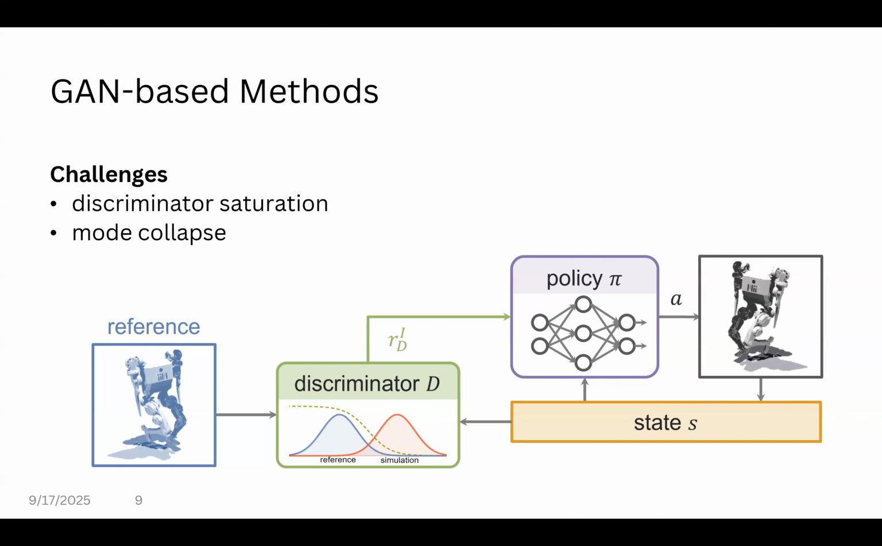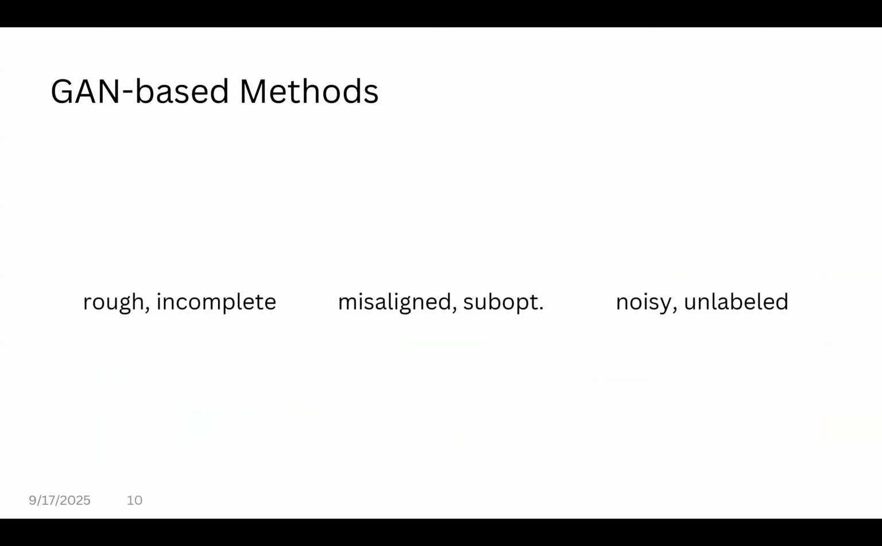So for the initial works I'm going to mention, we're dealing with these two challenges especially. When you have very clean reference motions, clean, well retargeted, very dynamic, consistent motions, things are a little bit easier, and of course you can pick whatever methods you want. Here, when we talk about these potential failure cases for GAN-based methods, we tend to look at more realistic setups where the motions are rough, incomplete, misaligned, suboptimal, noisy, unlabeled.